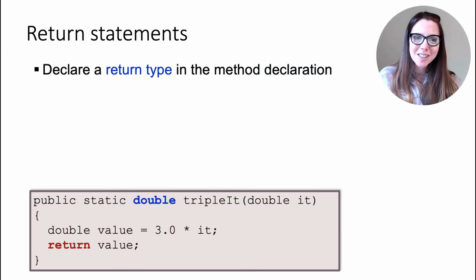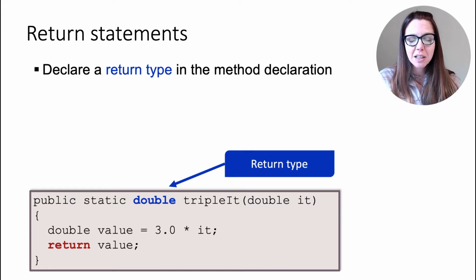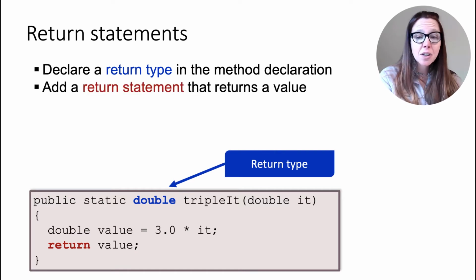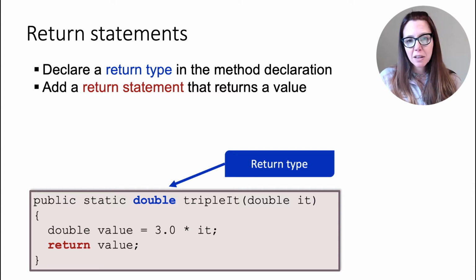Next, we'll take a look at return statements. We declare a return type in the method declaration. You can see in blue that we have the return type for this example as double. This particular method is called triplet, and it expects one argument of type double. As we look inside the method, we see that it takes the incoming argument and multiplies it by 3. This is then returned in a return statement. A return statement returns a value. This is what sends a value back to the location from which this method was called.